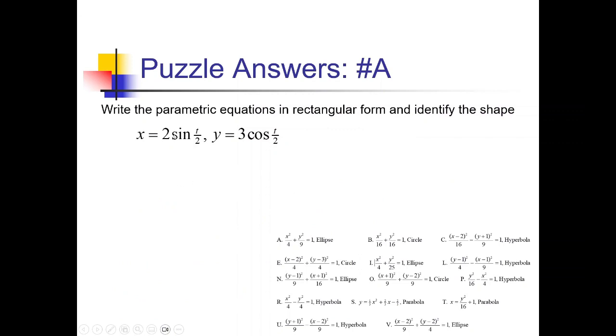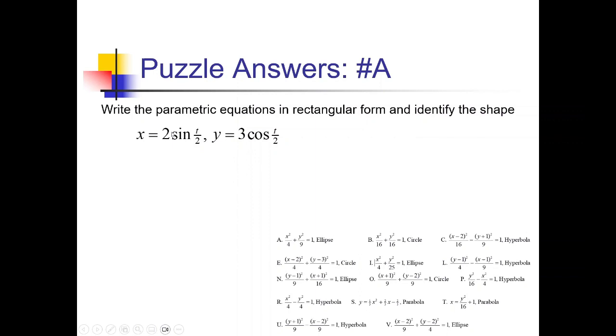For problem A, we've got this pair of parametric equations. My strategy on all these is going to be pretty similar, at least when I have trig functions involved. I'm going to try to get the trig functions isolated and then square them, and then use one of my Pythagorean identities to rewrite things in terms of x and y. So same strategy every time. So let me start with this x equation here.